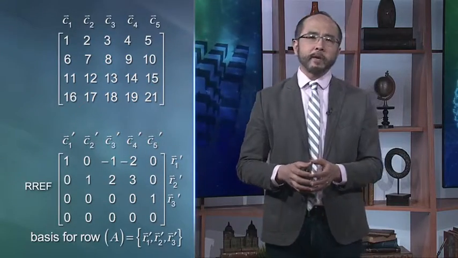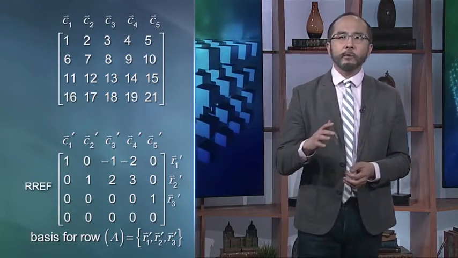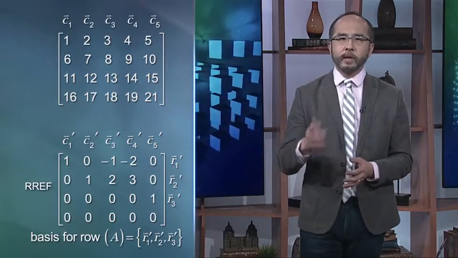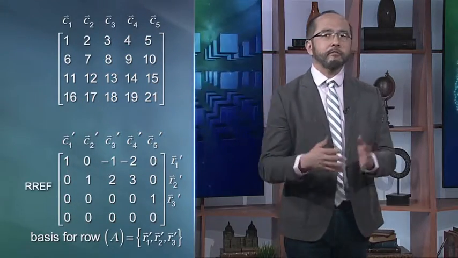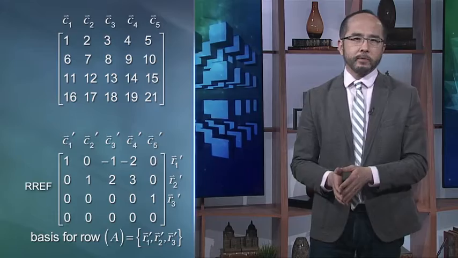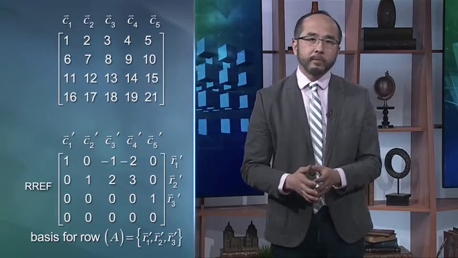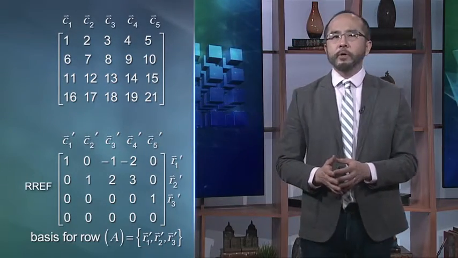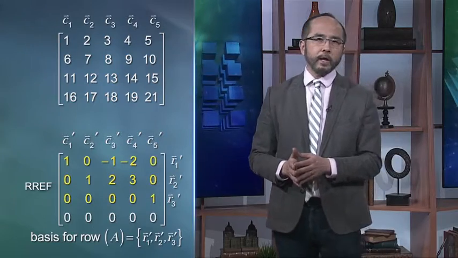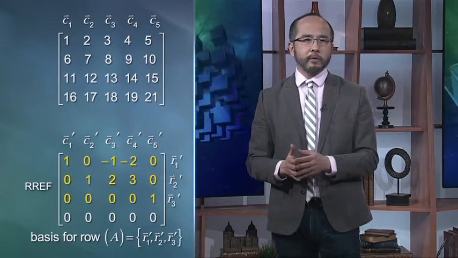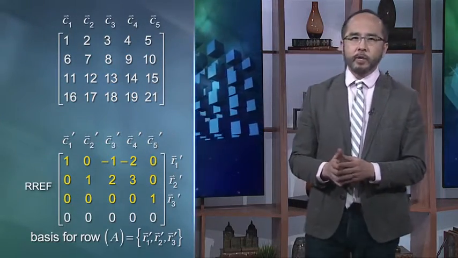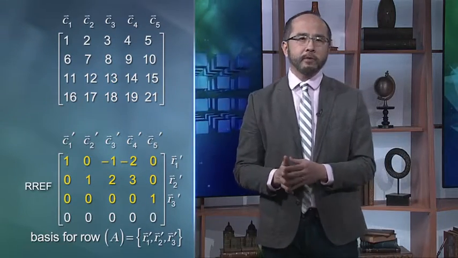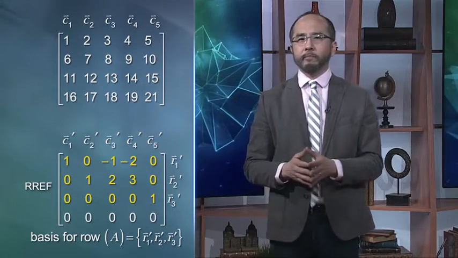And unlike the column space method we just learned, the row space basis produced by this method does not use the original vectors of the spanning set of rows. It finds some new vectors. So in our example, a row space basis is (1, 0, -1, -2, 0), and (0, 1, 2, 3, 0), and (0, 0, 0, 0, 1).